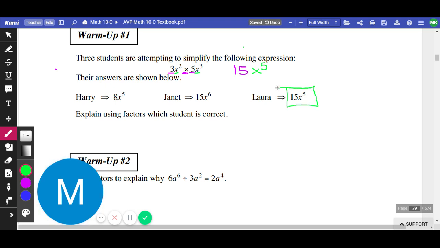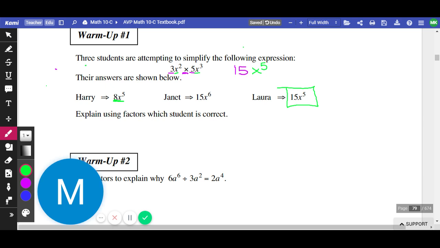If we're looking at the other two and trying to figure out what they did wrong, they made a couple of common mistakes. Harry messed up with the coefficients, the numbers. If you look, he had the x to the 5, right? Harry did a good job there, but somehow got 8. What Harry probably did was add the coefficients. Remember, if you're multiplying, coefficients still multiply with coefficients. It's only the exponents that you're adding.